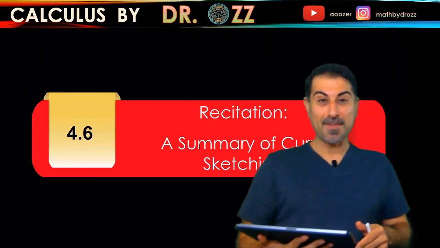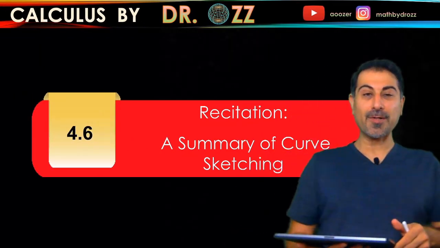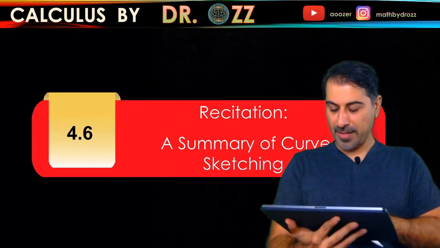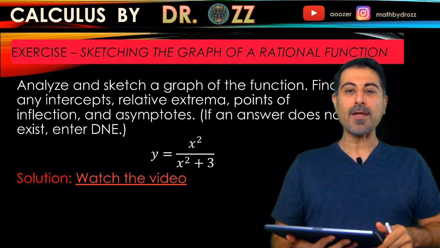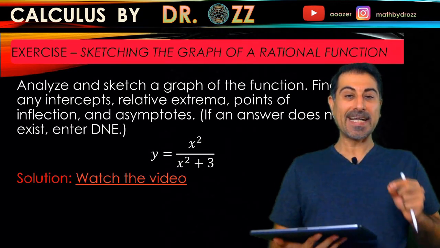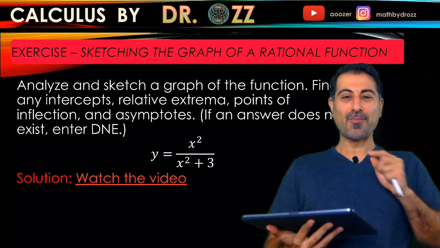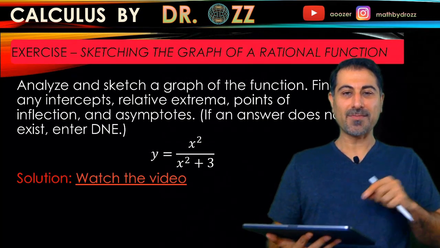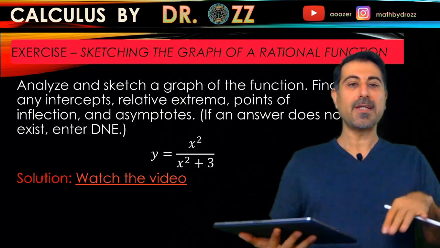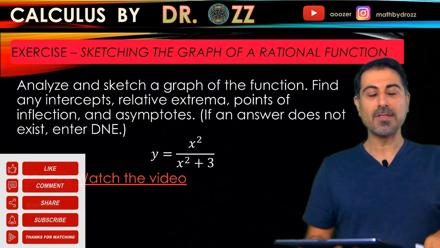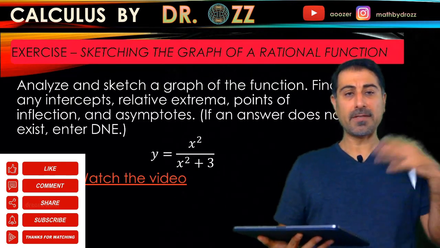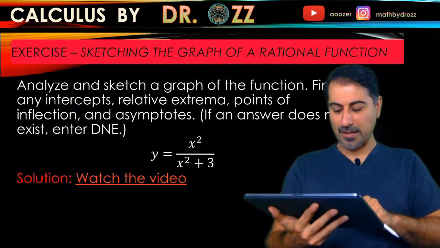All right, it's time for practice. So why don't you go ahead and start the recitation videos, and you have one example where you have a rational function where the degree of the top is exactly the same as the degree of the bottom. So watch this video because I put all the details from scratch, from finding the domain, range, symmetry, asymptotes, to using the first and second derivative tests to find relative extrema, inflection points, critical points, and on and on.